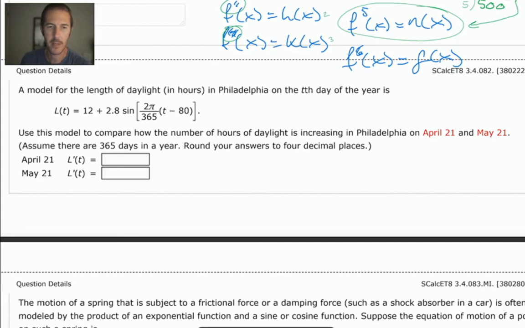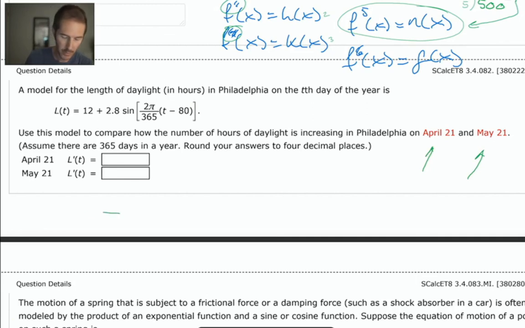On the 10th day of the year. Well, you're going to have to do a little research. You're going to have to figure out April 21st is which day of the year. January, February, March, April. Right, so you're into the 4th month, so you're more than 90 days in. So this is going to correspond to the 100 and somethingth day, and this is going to be the 140 somethingth day. So you're going to need to use those as t values.